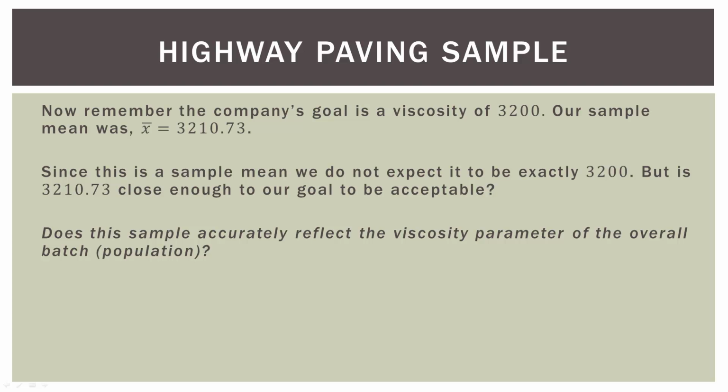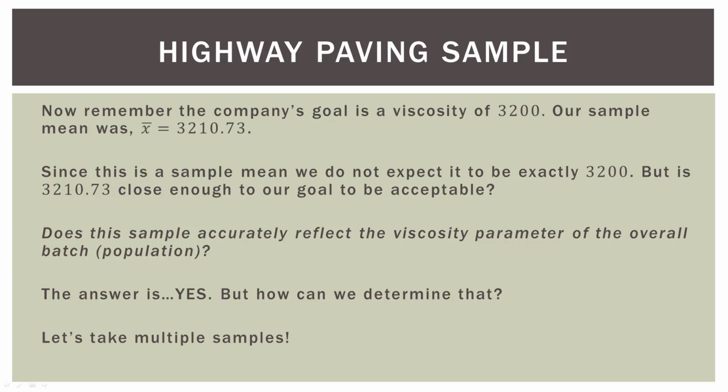Just to review, we use the term parameter to talk about the characteristic of a population. So the population mean is a parameter. The population standard deviation is a parameter. The sample mean is a statistic. The sample standard deviation is a statistic. So parameter versus statistic. Now the answer, I know, is yes, but the question is, how can we statistically determine that? Now, one way we can do this is to take multiple samples from our population.